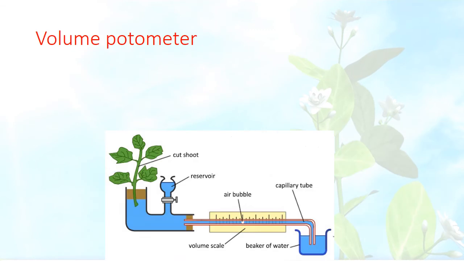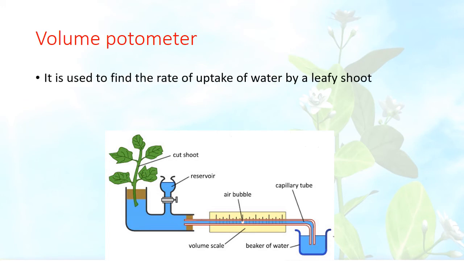Volume potometer. You can see a volume potometer in the given picture. We can use it to find the rate of uptake of water by a leafy shoot. In this volume potometer, we assume that the rate of uptake of water is equal to the rate of loss of water. So we can find the rate of uptake of water. You can see that the leafy shoot is connected to the beaker of water through a capillary tube, and there's an air bubble.